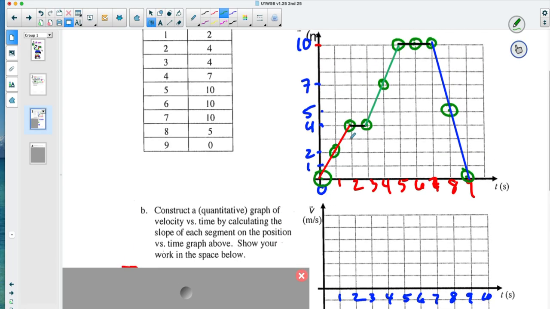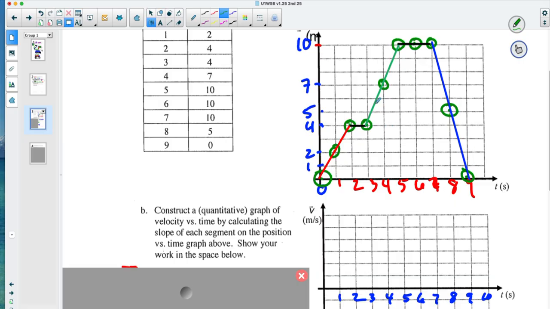Next up, we plotted the points and drew best fit lines. Please note that phase 1 I drew with a red best fit line, phase 2 with a black best fit line, phase 3 with a green best fit line, phase 4 with a black best fit line, and phase 5 with a blue best fit line.